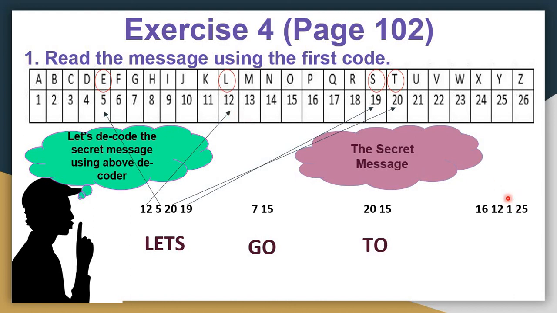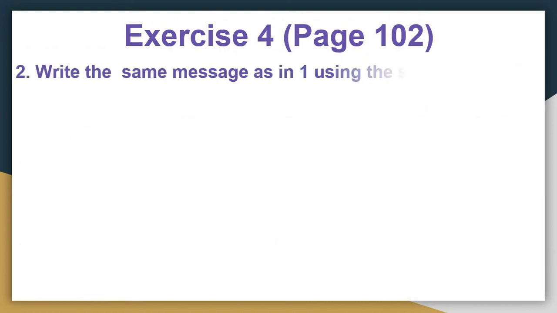Now number 1 is written here. And which letter corresponds to number 1? Yes, letter A. And then number 25 is written. And letter Y corresponds to number 25. So our word becomes play. Hooray! We have decoded the secret message and it says, let's go to play. Let's do question number 2.